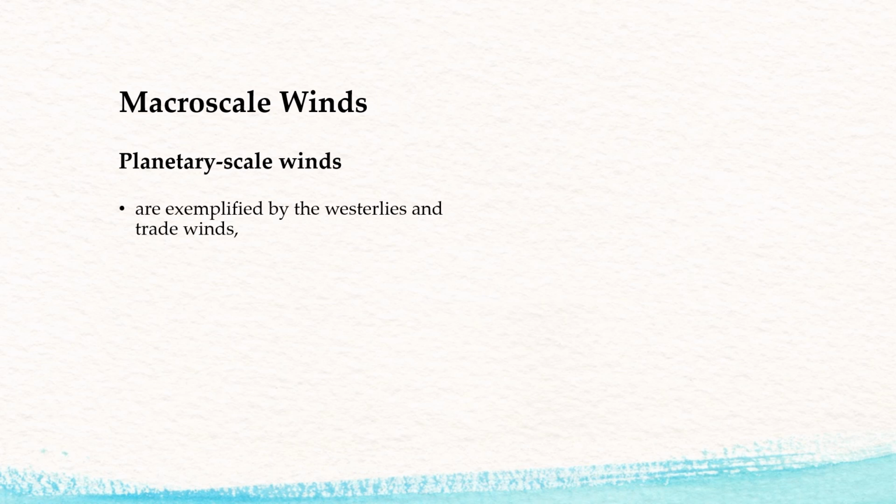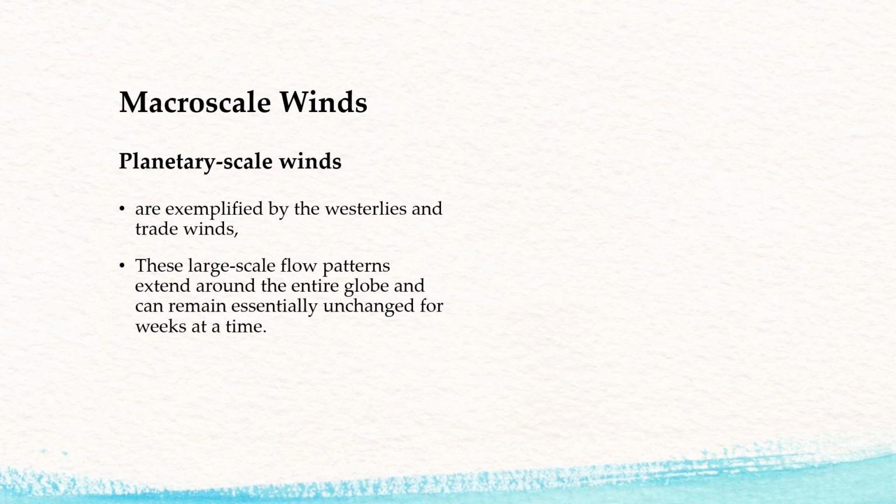For the macroscale winds, first we have again the planetary scale winds. These planetary scale winds are exemplified by the westerlies and the trade winds. We've mentioned what the westerlies are in the previous slide. And the trade winds are the winds that carried sailing vessels back and forth across the Atlantic during the opening of the New World, respective to the history. So that's why they're called trade winds.